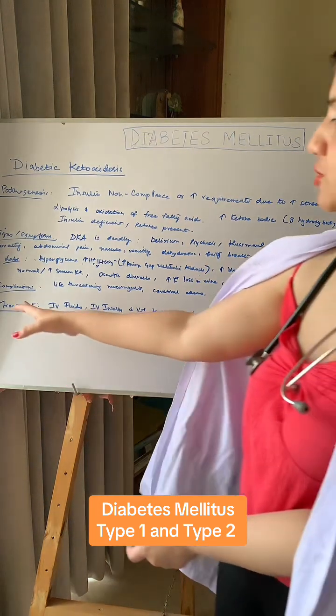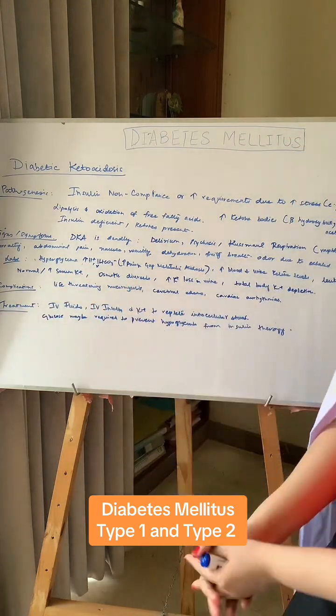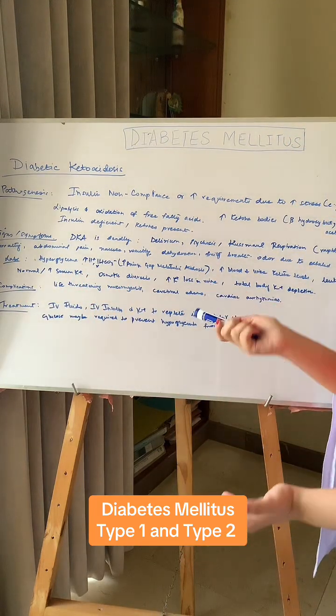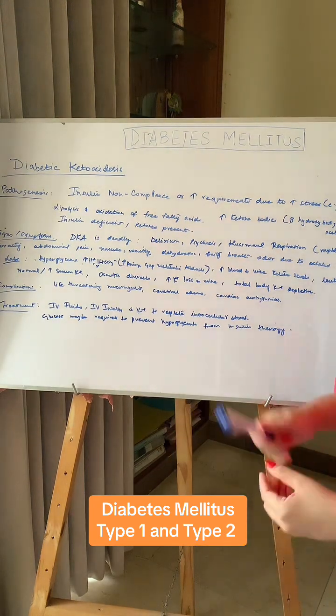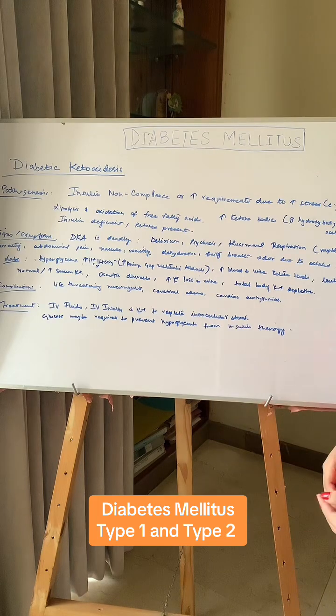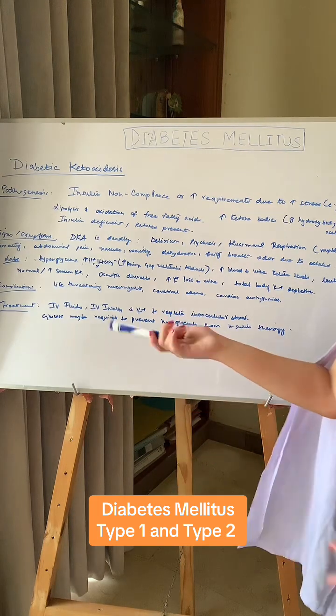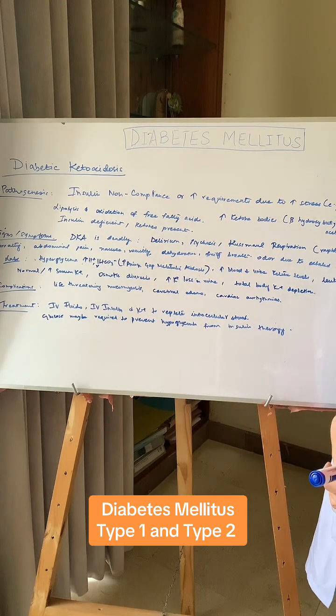Now, what are the complications? The life-threatening mucormycosis, cerebral edema, cardiac arrhythmias. And the treatment should be IV fluids, IV insulin, and potassium to replete the intracellular potassium levels. Glucose may be required to prevent hypoglycemia from insulin therapy.